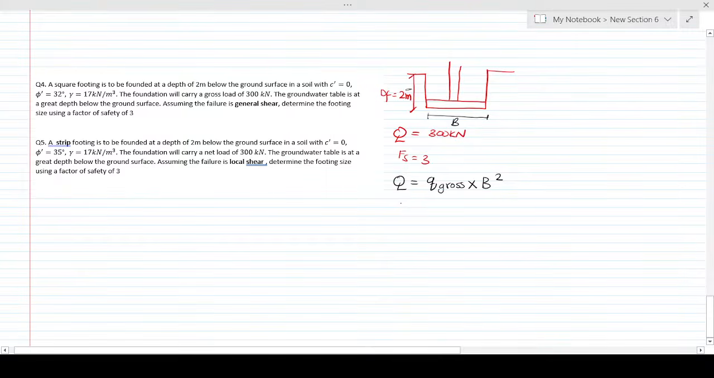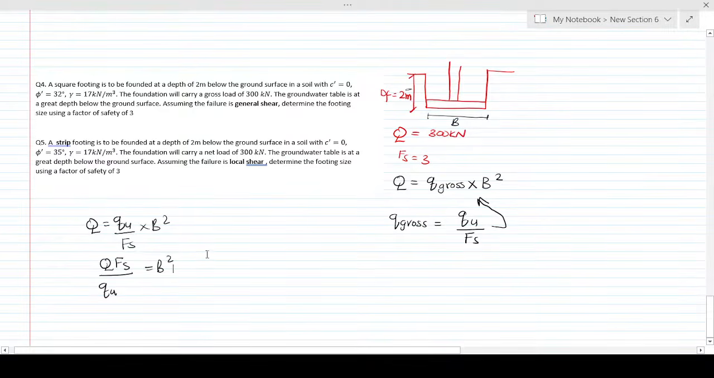Now what is Q gross? Q gross is also equal to Q ultimate over factor of safety. So we can put it in this equation. I can see that Q is equal to Q ultimate over factor of safety times B squared. Then I can see that Q times factor of safety over QU is equal to B squared. Now I have everything except QU, right?